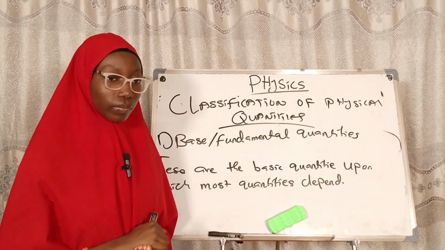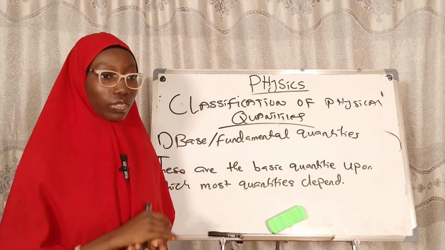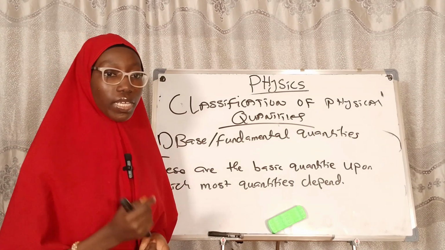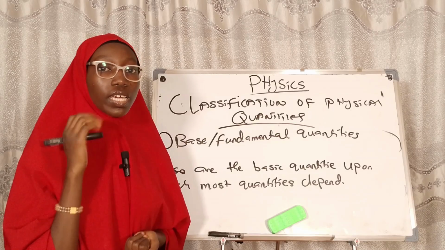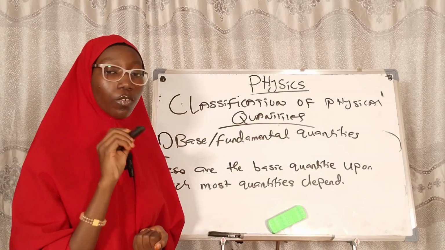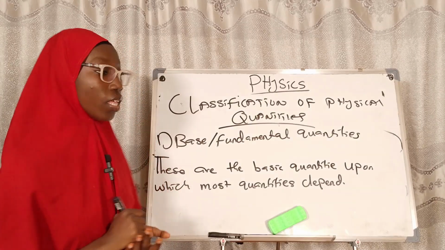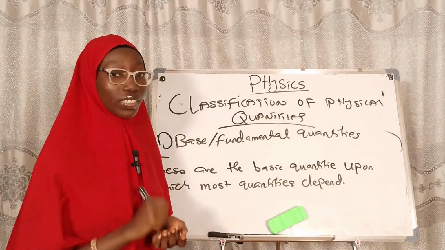Likewise, in physics, we have certain fundamental quantities like length, mass, time, electric current, and temperature. They are the basic unit upon which all physical quantities depend. The second fundamental quantities we have is derived quantity.